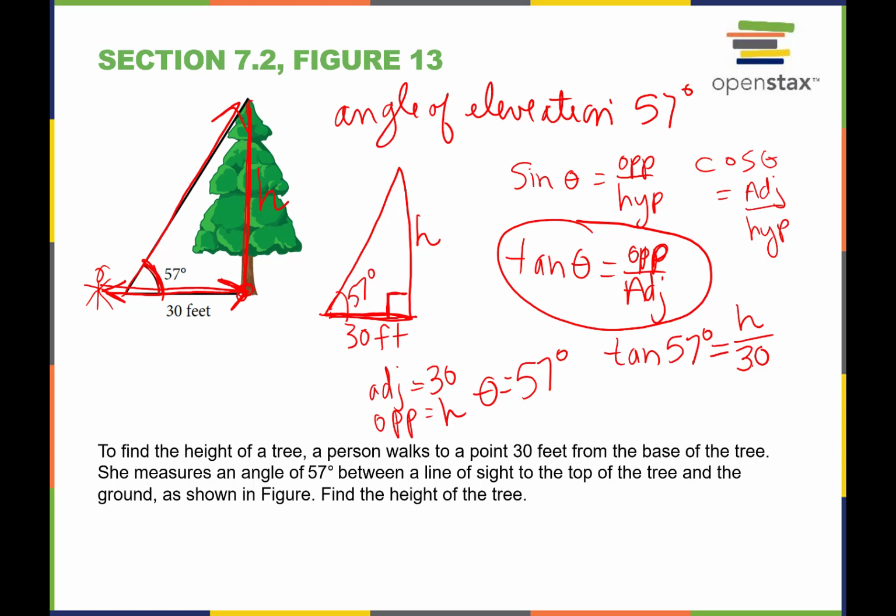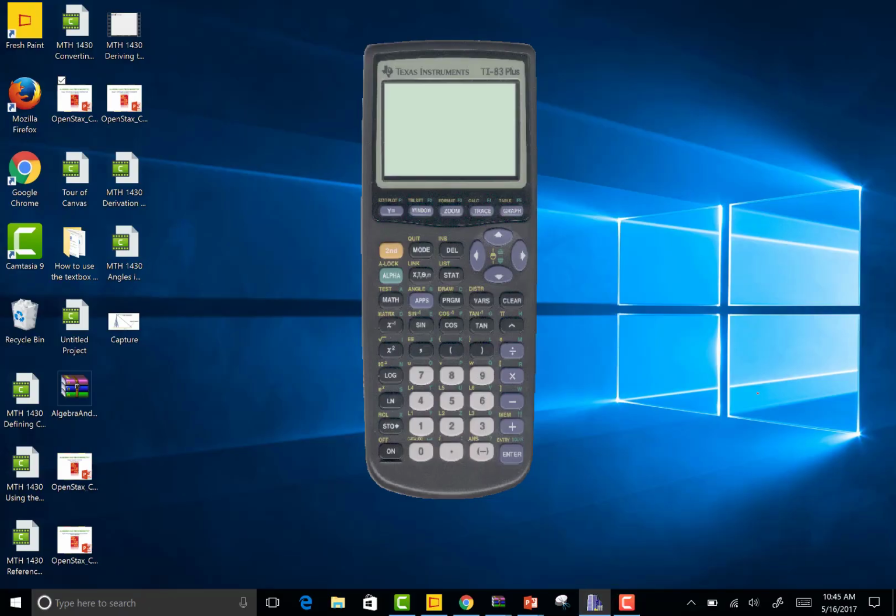Doing a little bit of cross multiplication, if I put this over 1, I can take H times 1 is H, and that equals tangent of 57 times 30. And so when I put that in on my calculator, I'll figure out what the height of my tree is. So this is what I have to put in on my calculator. I have to put 30 times the tangent of 57. So on my calculator, I need to put 30 times tangent of 57 to find my height.